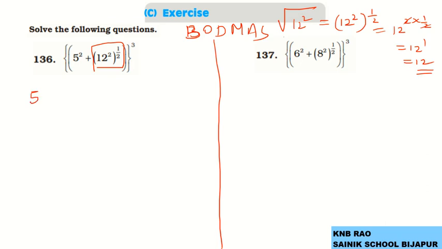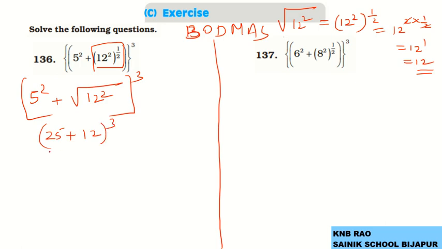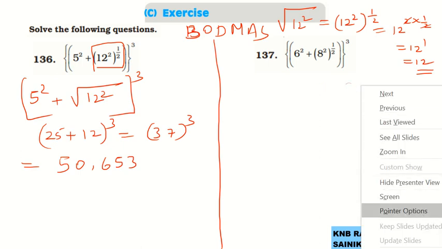So 5 square plus square root of 12 square, and their sum is cubed. 12 square under root gives you 12, 5 square is 25, and whole power 3, which is nothing but 37 cubed. You know how to find 37 cube, and 37 cube results as 50,653.